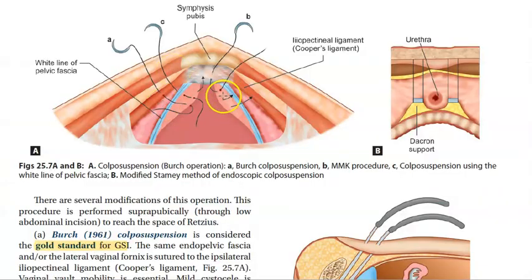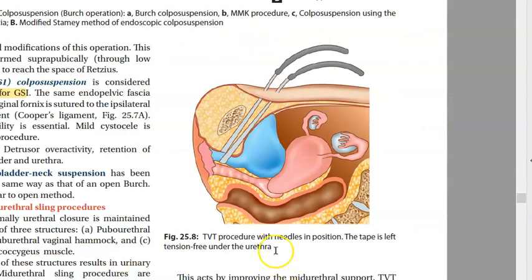Here they are trying to show you the Burch operation, colpo suspension, then they are showing you the MMK procedure. Oh, everything is in the same diagram. This is the TVT procedure where they are using some tape. You can see here, this is the bladder and this is the urethra. They are holding that urethra through a tape and putting the tape here. Tension free. The tape is there tension free under the urethra.